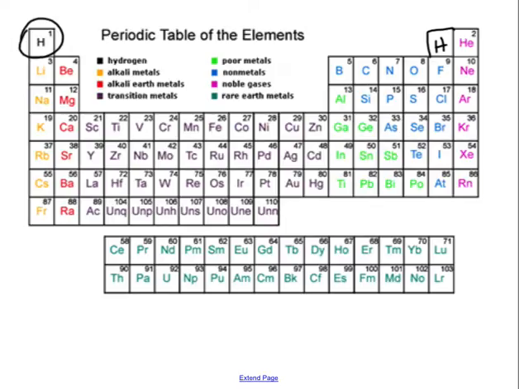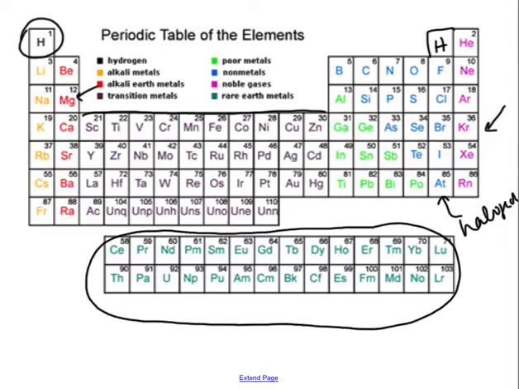Group 2 is known as the alkaline earth metals. All of these are known as transition metals. And then we have the halogens here. Hydrogen's not considered a halogen. Halogens here, and what's this last group? Noble gases. And then down here, these, which are inserted in the transition metals, are known as inner transition metals or rare earth metals. Either one is fine.